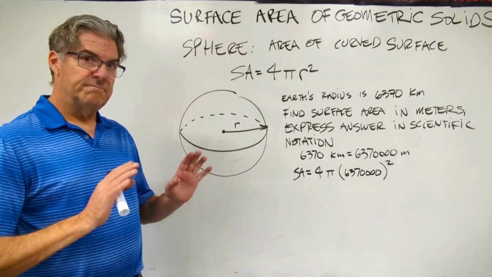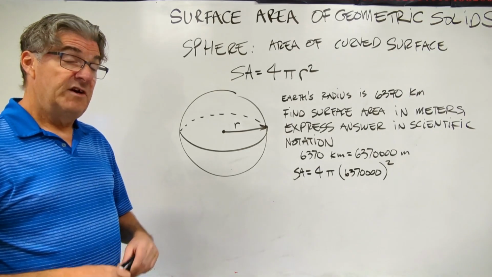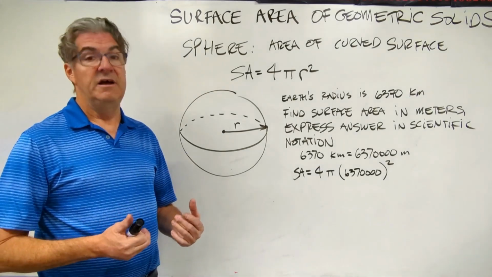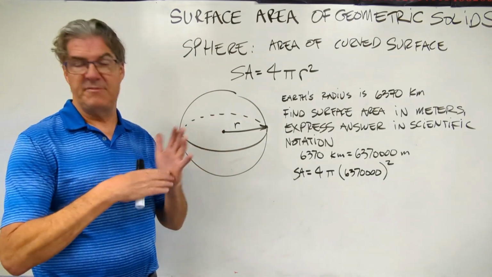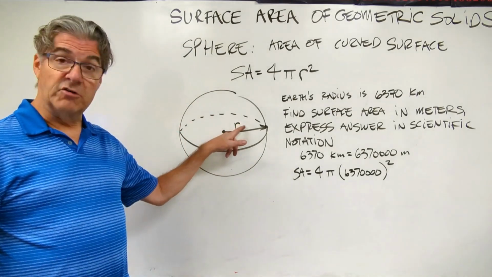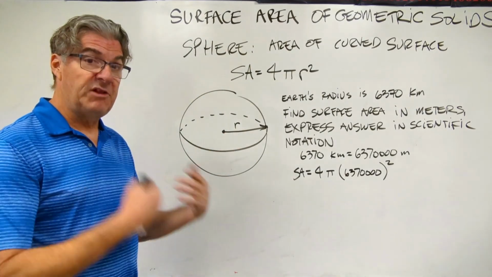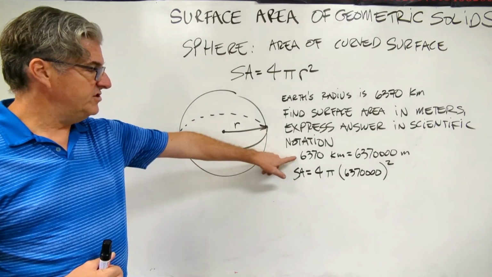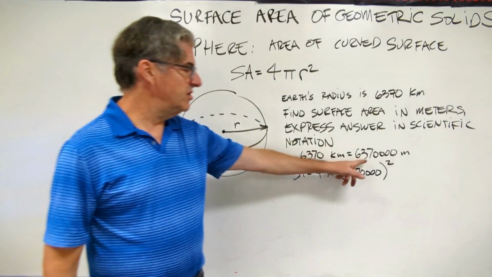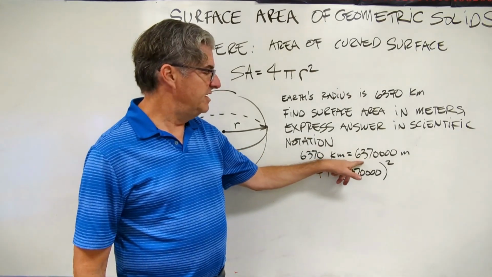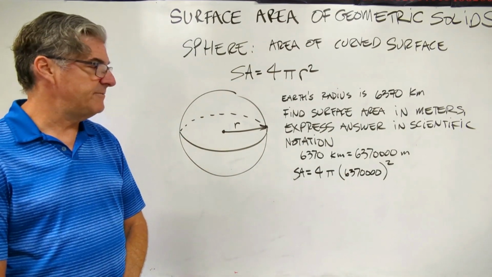All right, I want to tease out these two steps and give you a little bit of a tip. If you're calculating area and you're converting one of the numbers that you're using, like maybe length times width, or in this case, our radius, you want to do the conversion first and then plug into the formula. So my first step here was to take my 6,370 kilometers and turn that into meters. So we have 637 with 4 zeros. Remember, there's 1,000 meters in a kilometer.